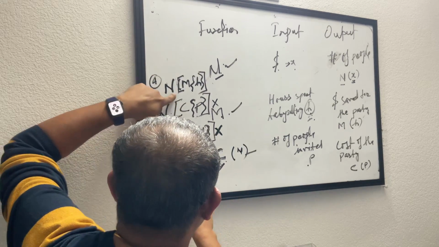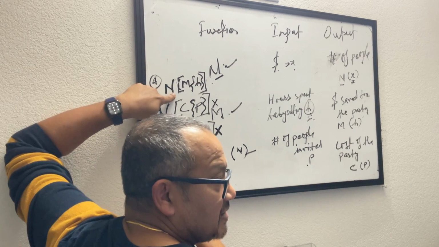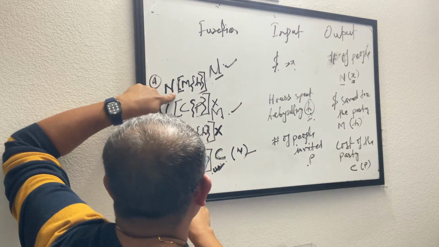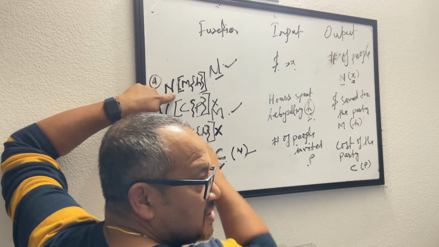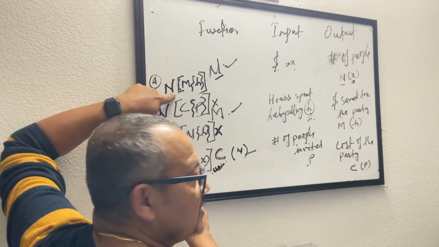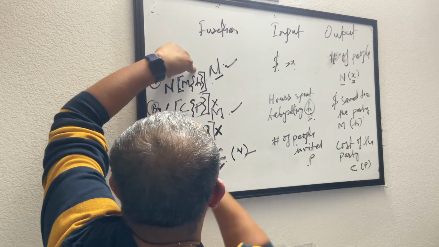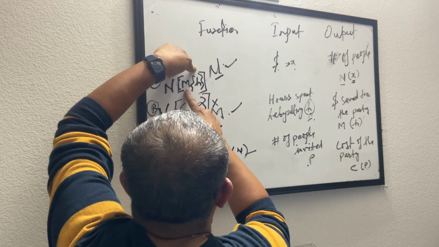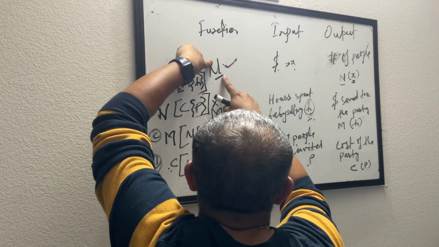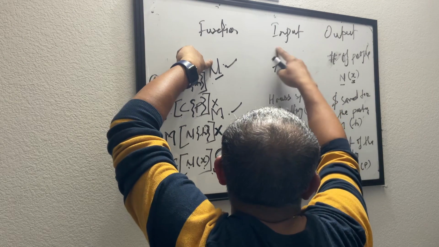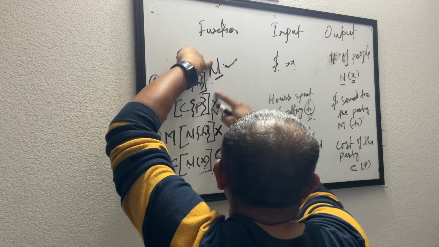See, between these two only one could be true. N of C of P or C of N of X, only one could be true. These two are opposite functions, actually, if you look at it that way. And if you look at this one, number of people as N of M of H. How many people I can invite depends on how much money I have. How much money I have is coming from this function.